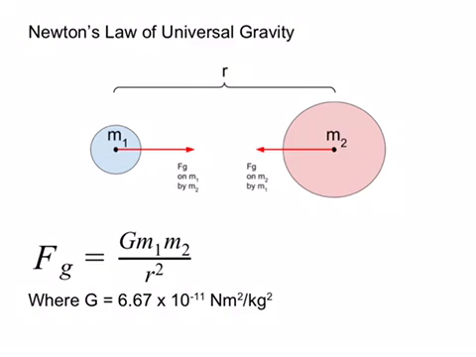Putting all those things together, we have Newton's law of universal gravity, where G is the universal gravity constant that's equal to 6.67 times 10 to the negative 11, with units of newtons times meters squared, all divided by kilograms squared.